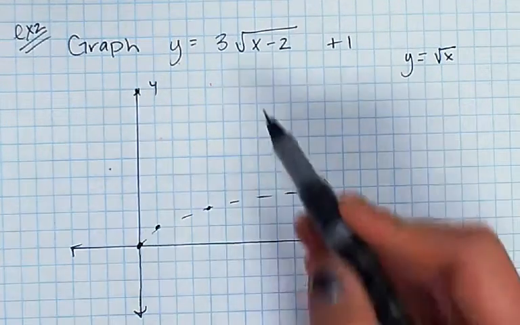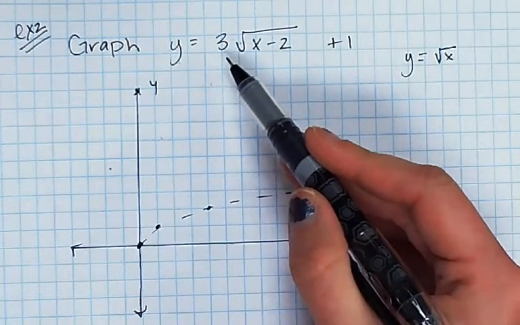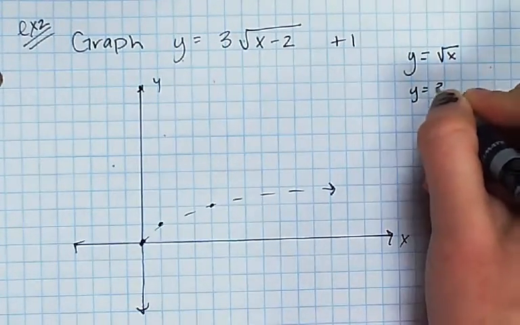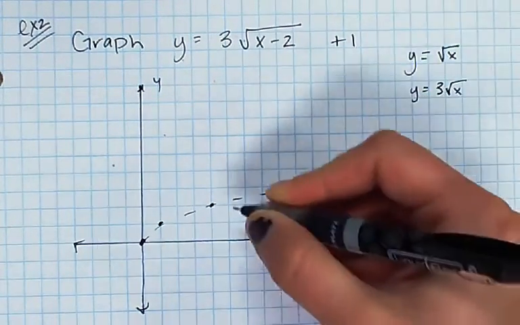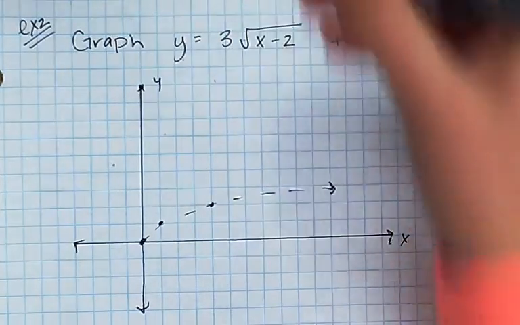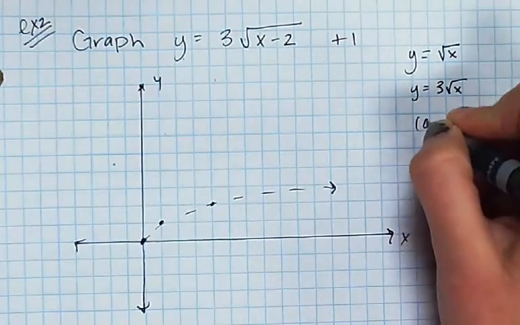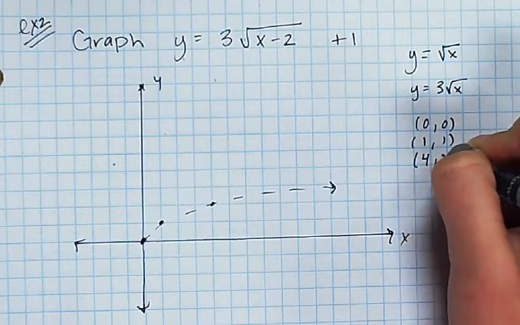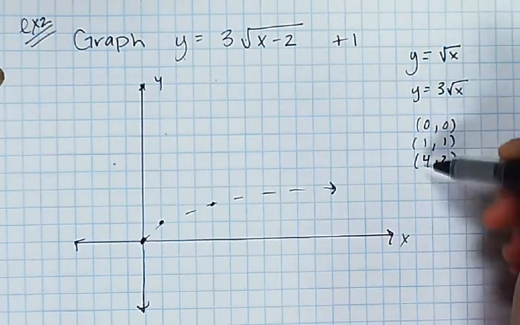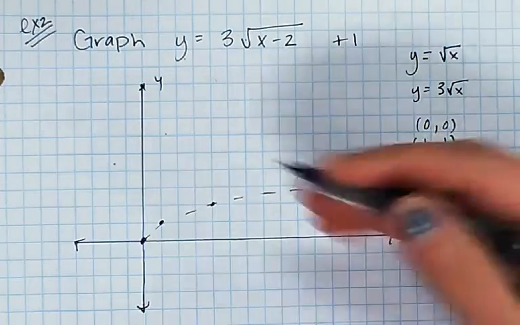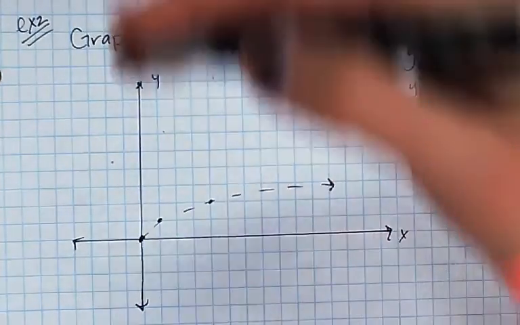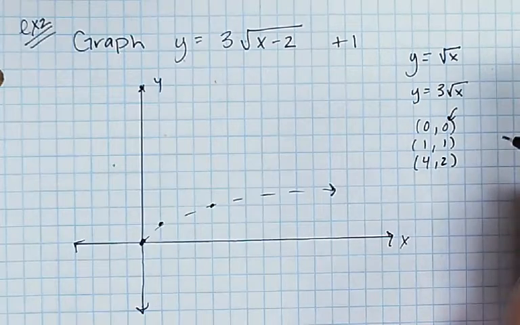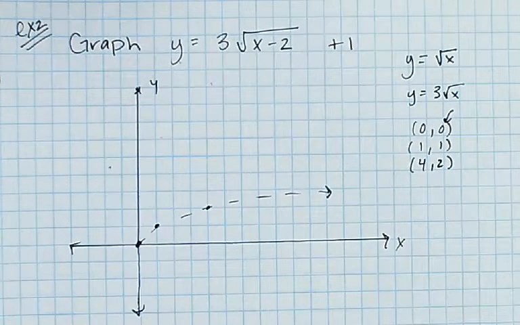So the first thing I want to do is I want to see how this 3 affects it. And so what it does, it's 3 times our parent function. So it's 3 times as tall. It's going to make it taller. So if my original points, like I said, were 0, 0, 1, 1, and 4, 2, nothing is going to happen to the x-coordinate because the x-coordinate isn't in charge of making things taller or shorter. We have to multiply the y-coordinate by 3 to get it 3 times as tall.